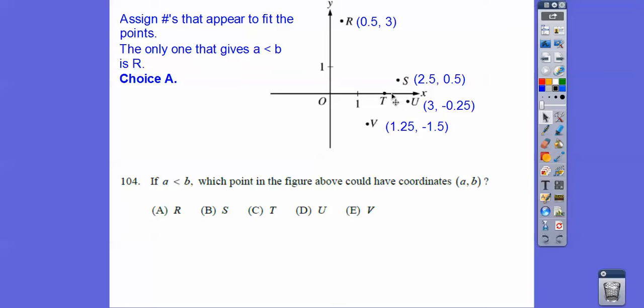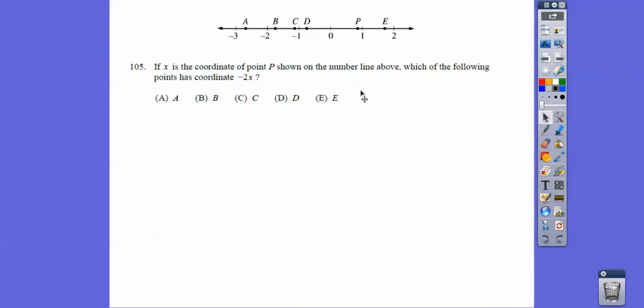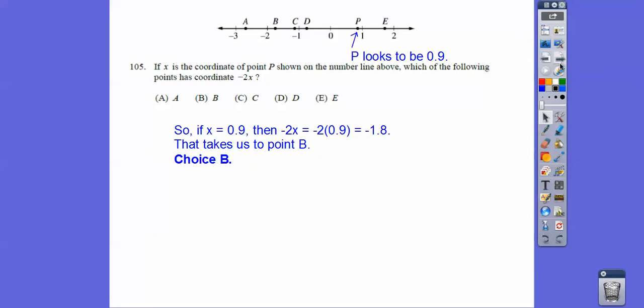So here's 1, here's 2, maybe 3 right there. So this would be 3, maybe, and maybe negative 0.25, and so on. The only one that works where the first number is less than the second number is this one, point R, okay? All right, so here in the X coordinate, if X is the coordinate of point P right there, so looks like X is about 0.9, make it be a number so it's less vague.